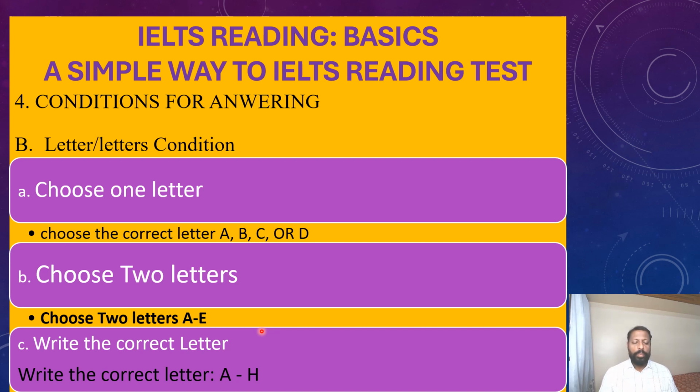And thirdly, write the correct letter. This is another one, especially for matching type of questions, where you would find write the correct letter A to H, or A to F, A to G, something like that. So you need to look at this condition of writing letters: what you need to write, how many letters you need to use. So this is a condition based on the letter or letters.